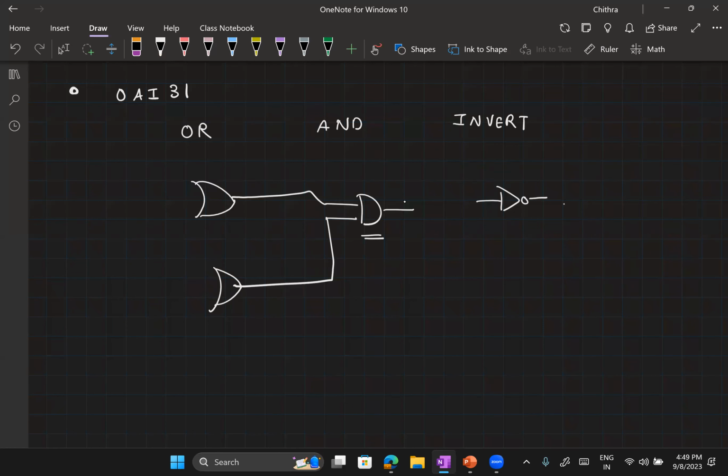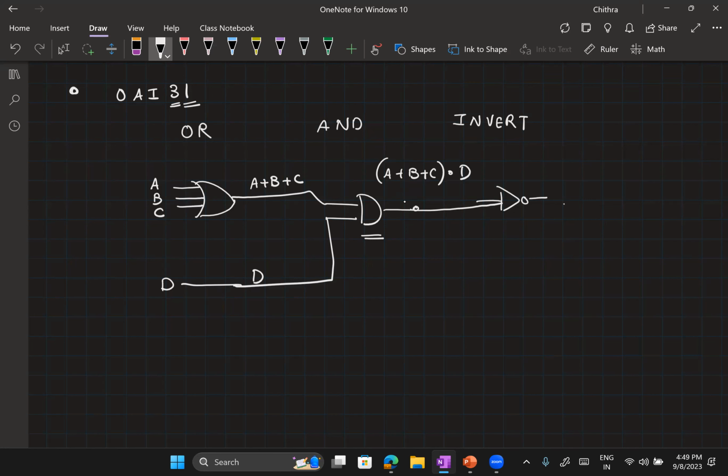So now let us look at the number of inputs of the OR gate. The value of the first digit is 3, which means the first OR gate has 3 inputs. So I'll call this as A, B, C. Now the value for the second OR gate is 1. So you're looking at an OR gate with 1 input, right? So which means you don't need an OR gate at all. You can directly connect it like this. Okay. So this is A plus B plus C. This is of course D. Now the expression here is A plus B plus C into D. And finally, the output is A plus B plus C into D, the whole bar. Right? So now do a single stage transistor level implementation for this.